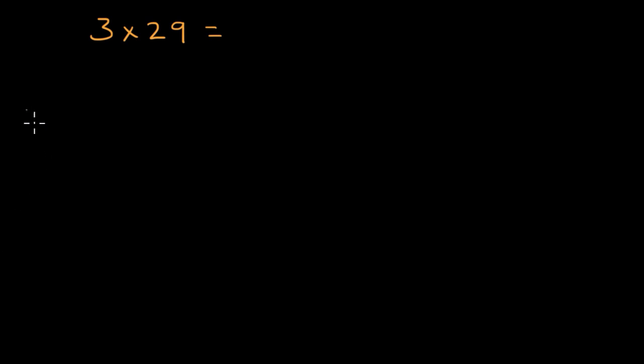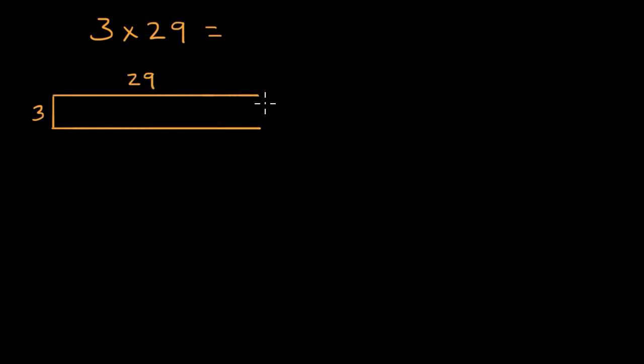Well, we can imagine a rectangle that is 3 units long in the vertical direction, and then 29 units in this direction. And this isn't drawn completely to scale. And if you were to multiply what 3 times 29 is, you would get this area right over here.